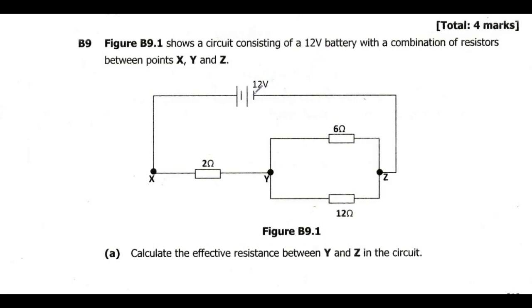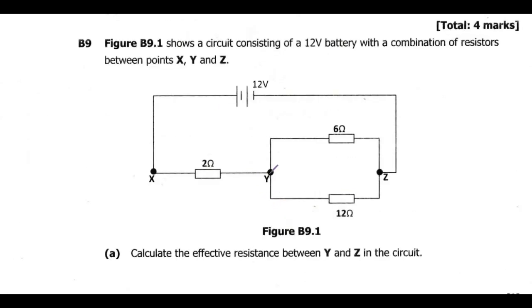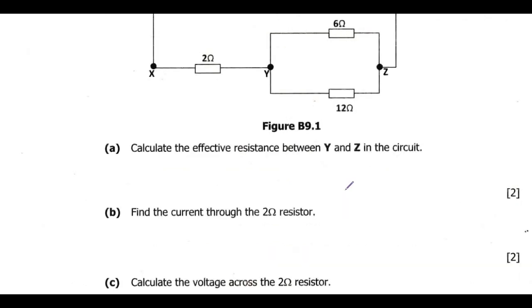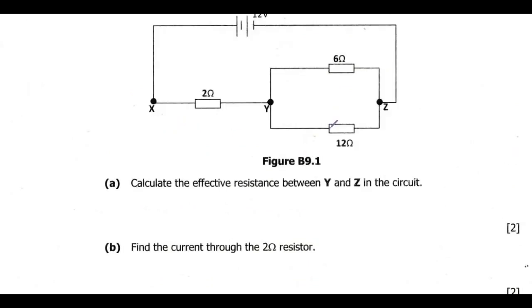And calculate the effective resistance between Y and Z in the diagram. So what is the effective resistance? So the effective resistance between Y and Z. So X, Y, and Z are points, not really resistors. They are points. So this is a resistor, that is a resistor, that is a resistor. So the effective resistance between point Y and Z. So these are in parallel.